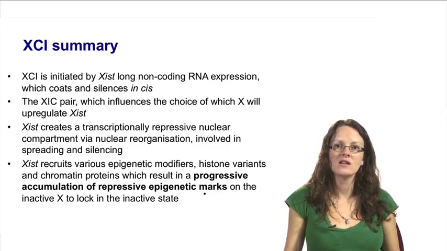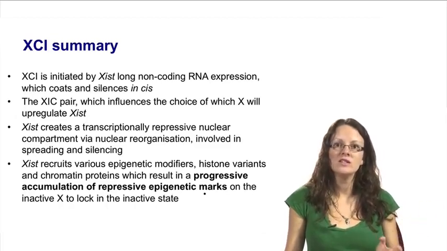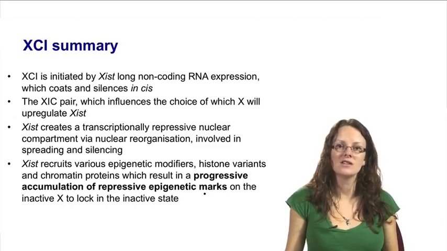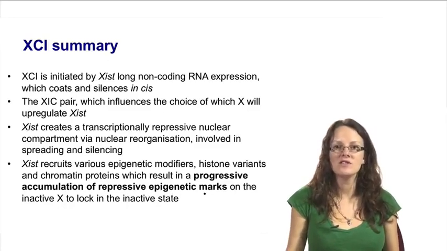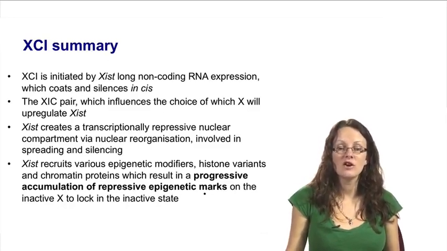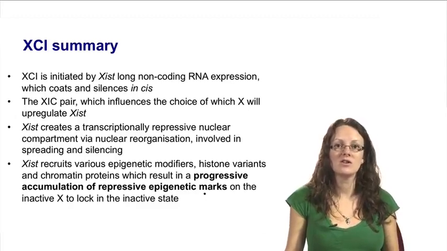EXIST can then create a silent nuclear compartment by excluding RNA polymerase II, and we get repeats being silenced first, followed by genes. And it's by the genes being pulled into this silent nuclear compartment that they are actually silenced. And finally, we know that EXIST can recruit various epigenetic modifiers, histone variants, chromatin proteins like SMCHD1, and potentially even chromatin remodelers, and this results in the progressive layering of these redundant epigenetic marks that are mitotically heritable. And so therefore we lock in that silent state and we make sure that it's maintained for the lifetime of that organism.